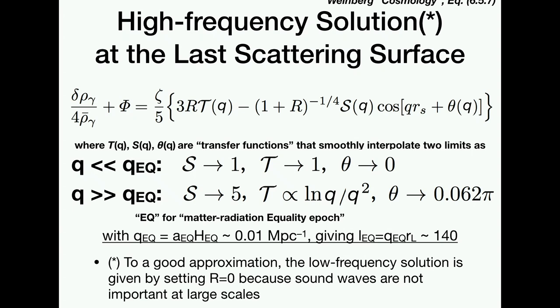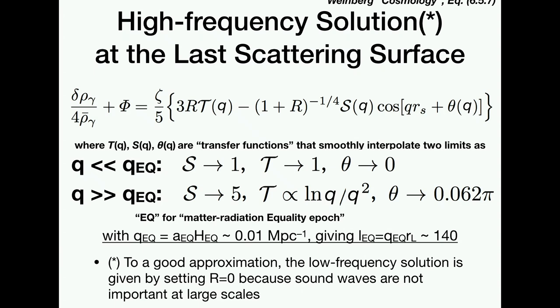Look at the cosine, okay? This ought to go to minus zeta from the radiation-dominated solution, in other words, the perturbation that entered the horizon during the radiation era. This is zeta over 5, so S should be 5 in the high frequency limit. But in the low frequency limit, this should go to the Sachs-Wolfe limit. That's 1/3 of phi. Zeta is related to phi as minus 5/3 of phi, which I will show you later. Therefore, this S should actually approach 1 in the low frequency limit.